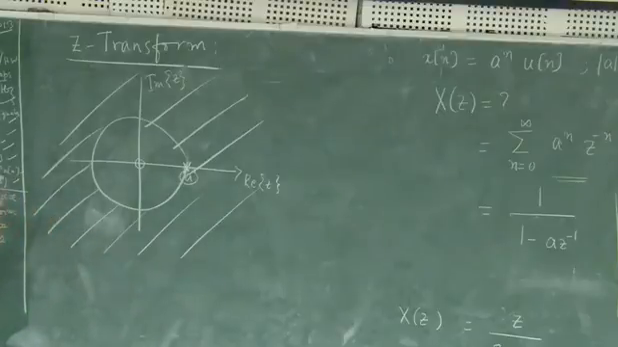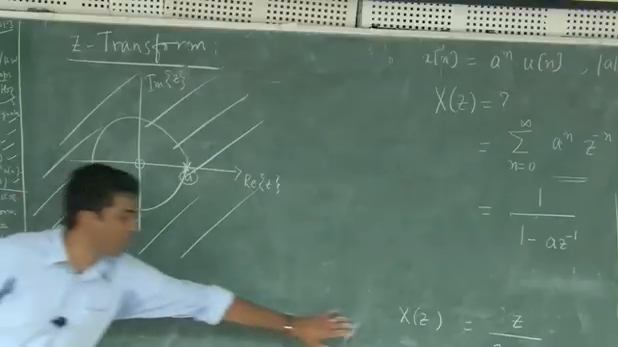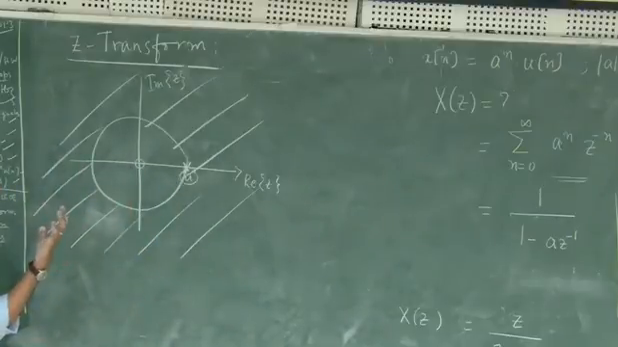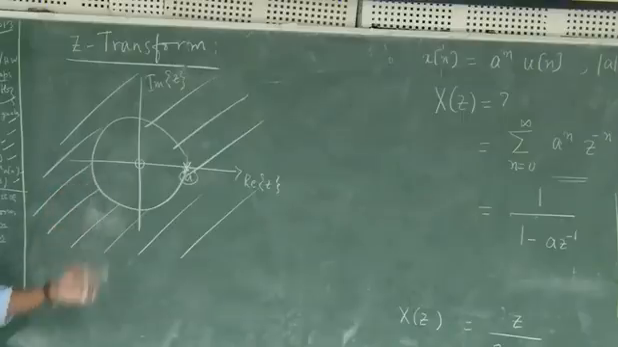You will never have a pole inside the region of convergence for any sequence or system, because if you have a pole inside the region of convergence, it means something is wrong. A pole means the value is going to be infinite, so the summation is not going to converge to something finite. So that's one point you have to always keep in mind: your region of convergence cannot have a pole present in it. Okay? Any questions?